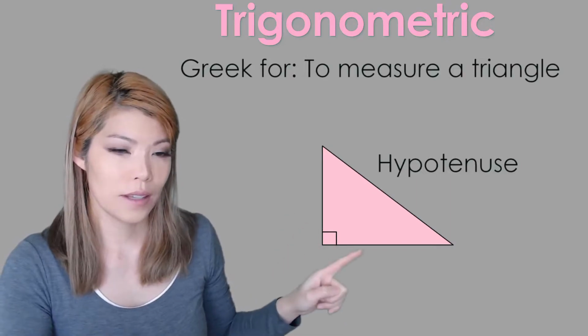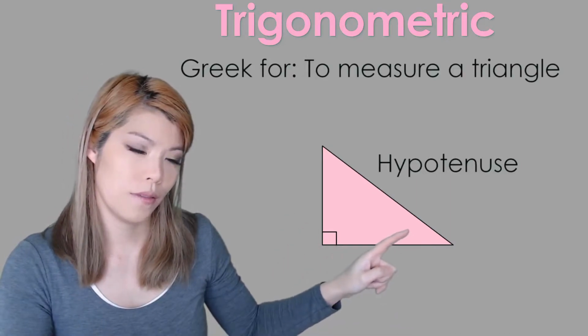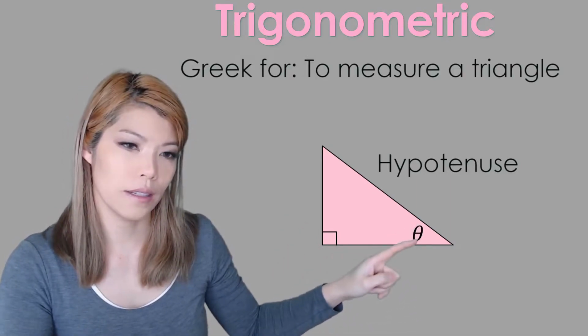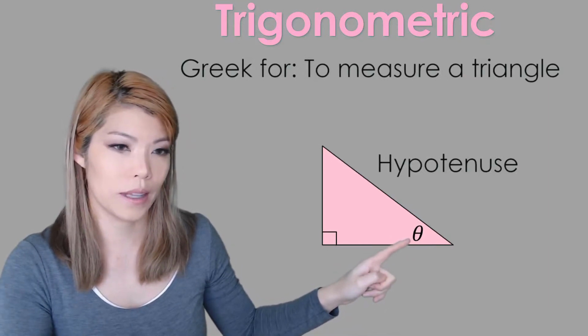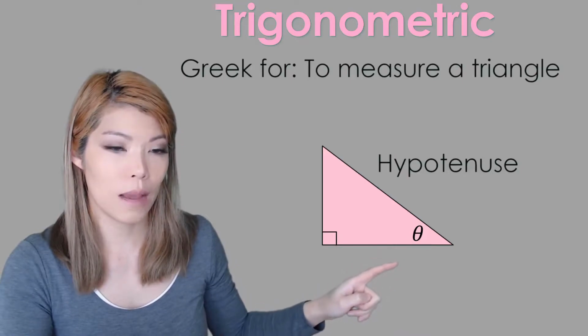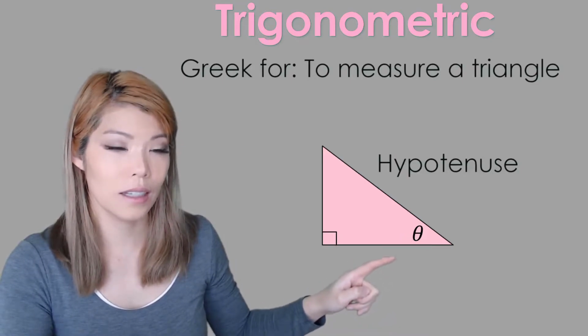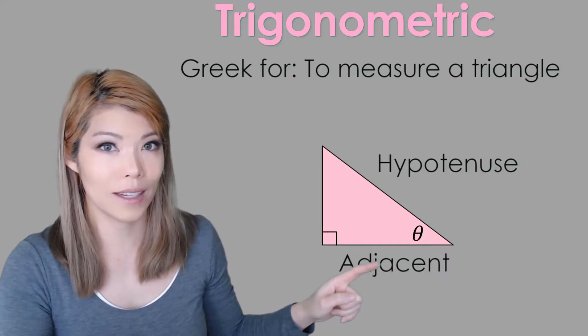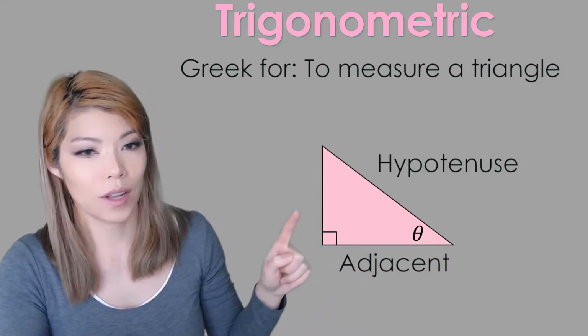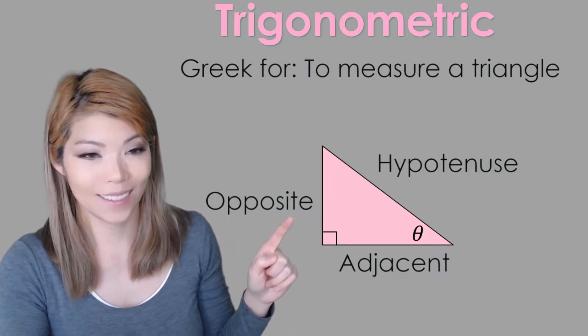What about the two other sides? Well, if the angle we're looking at is this one, and I'm using the Greek letter theta here, this symbol, to represent the angle, then the neighboring side to that angle is called adjacent. So adjacent means neighbor. And the side opposite to that angle is called opposite.